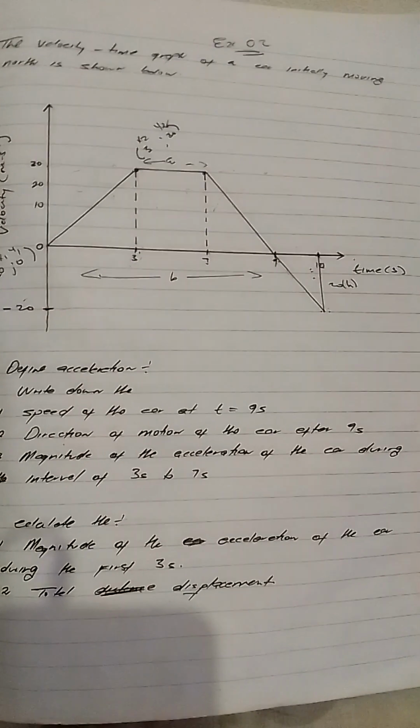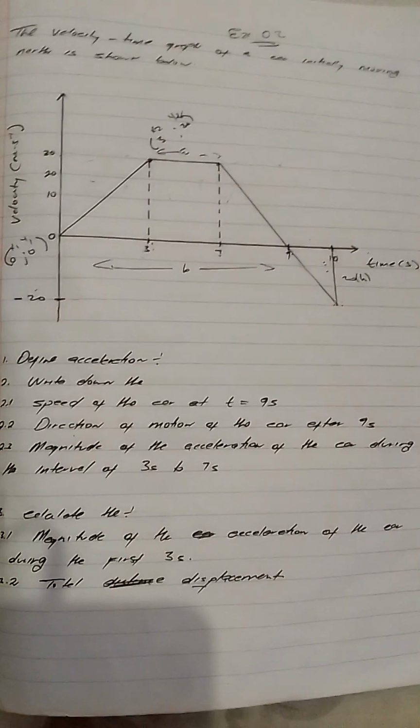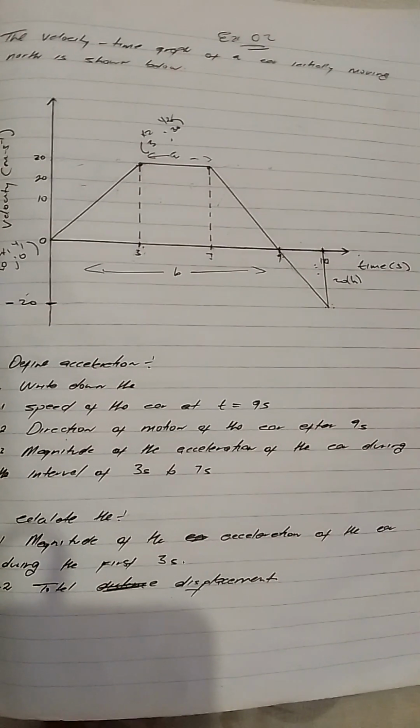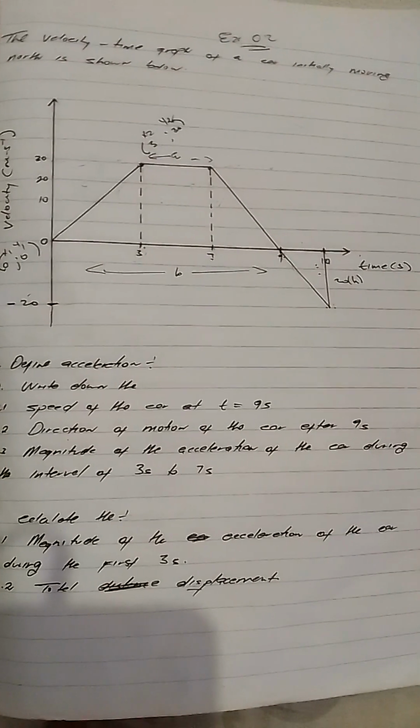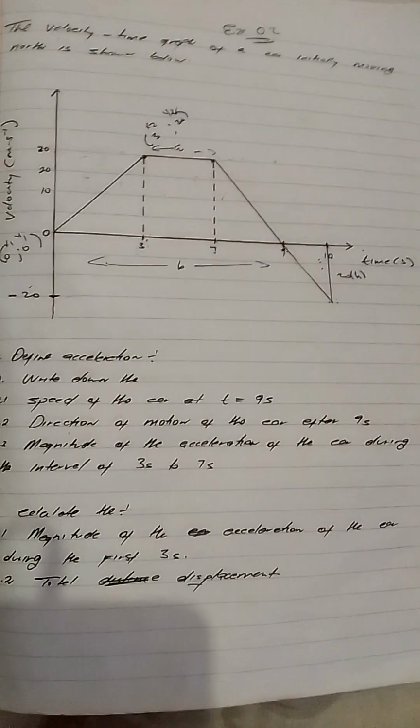Today we are doing physical sciences, motion in one dimension. Without wasting much time, let's go straight and solve the problem. The question at the top says that the velocity-time graph of a car initially moving north is shown below. Here is the graph that we are given.